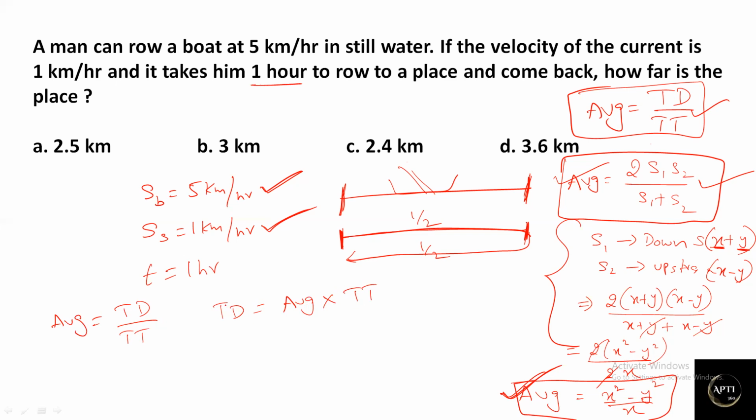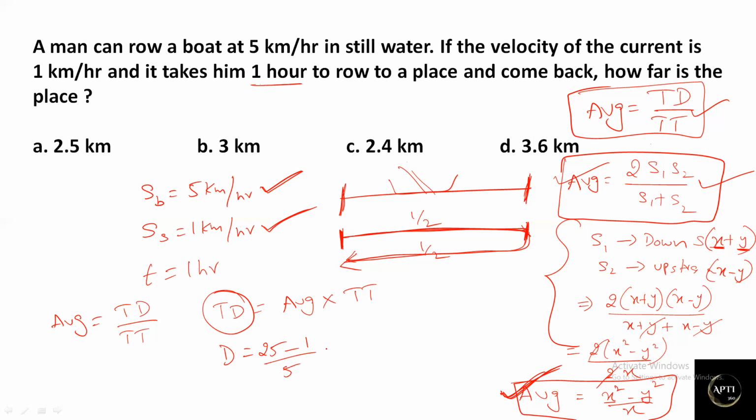Now what we need to find is not the total distance. The total distance he traveled is the forward direction plus coming back. But we just need to find the distance from starting to ending. So the distance is equal to average speed. What is the average speed here? X square minus y square divided by x. Just remember from now what x is. X is 5, so 5 square means 25, minus y square, which is 1 square, 1, divided by x.